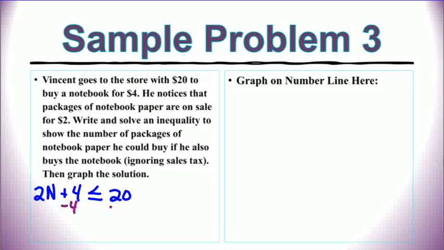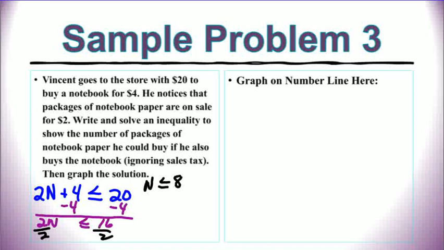So I'm going to subtract 4. I have 2n is less than or equal to 16. Last step, divide by 2 on both sides. I have an inequality as n is less than or equal to 8. So he can buy up to 8 packages of notebook paper.